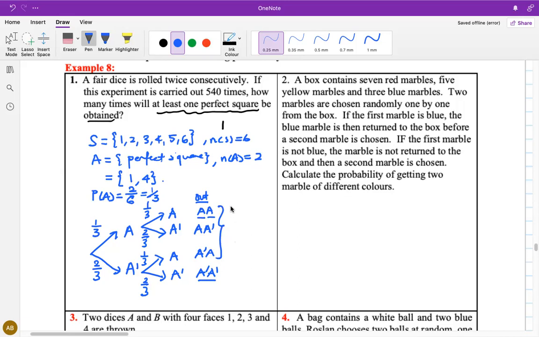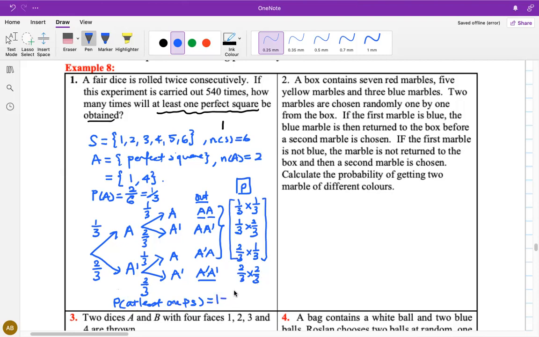So what we do is find the probability: 1 over 3 times 1 over 3, then 1 over 3 times 2 over 3, then 2 over 3 times 1 over 3, and the last one is 2 over 3 times 2 over 3. So the probability of getting at least one perfect square, you can either add these all together, or just do 1 minus 2 over 3 times 2 over 3. That is 1 minus 4 over 9, so you get 5 over 9. This is your answer for number 1.